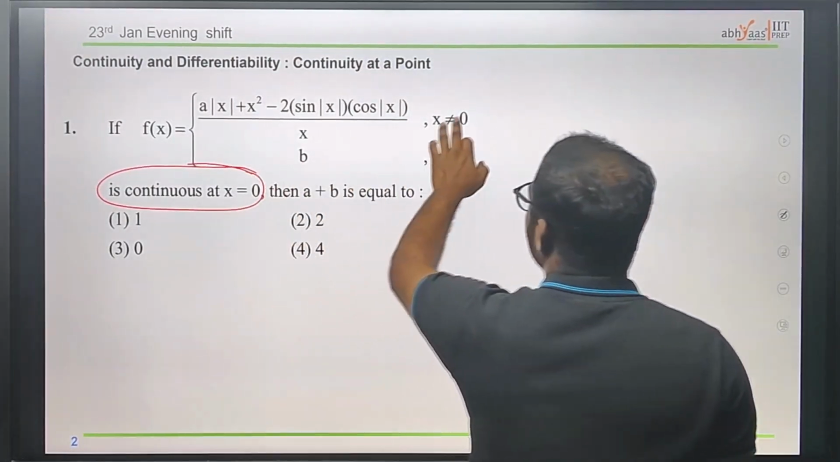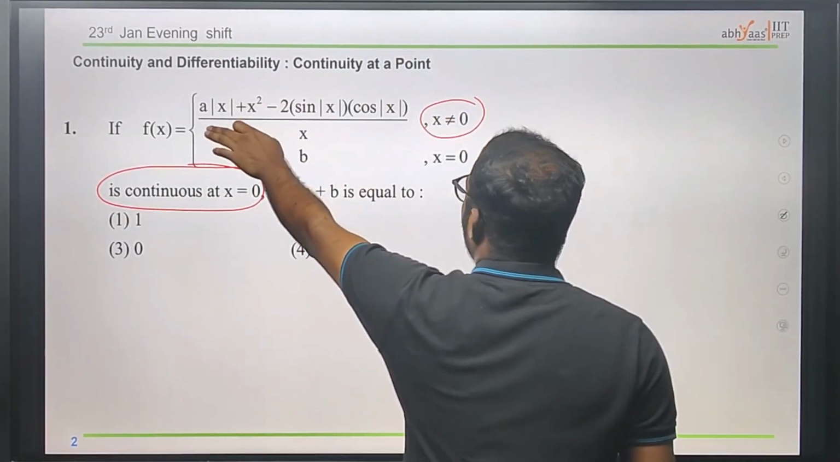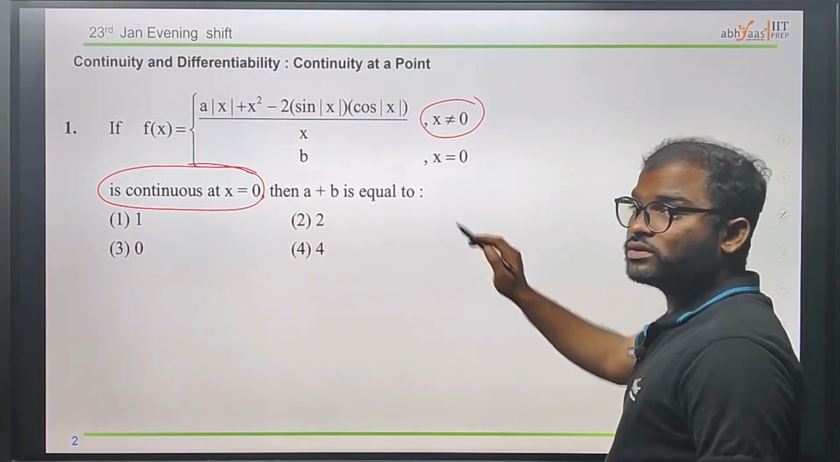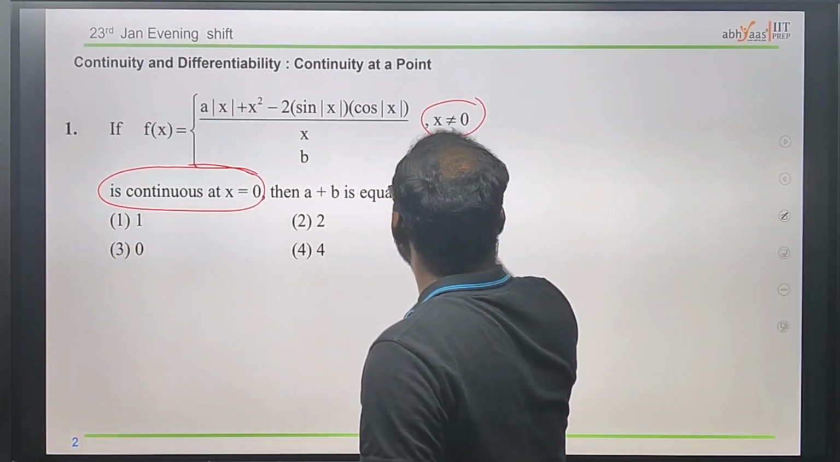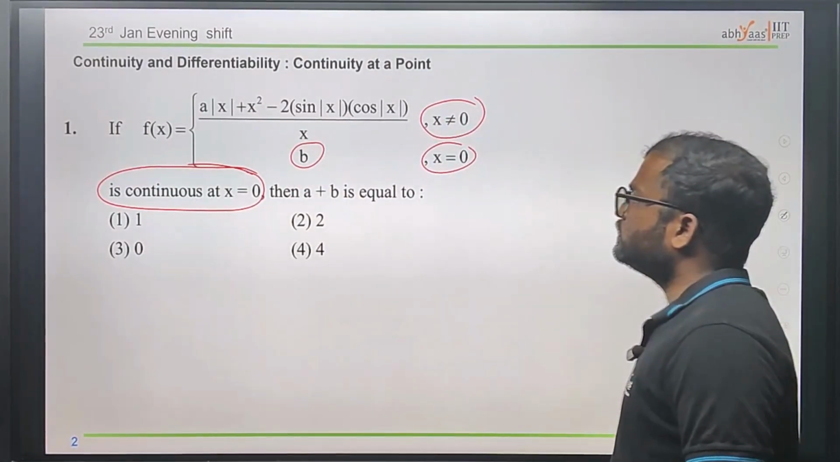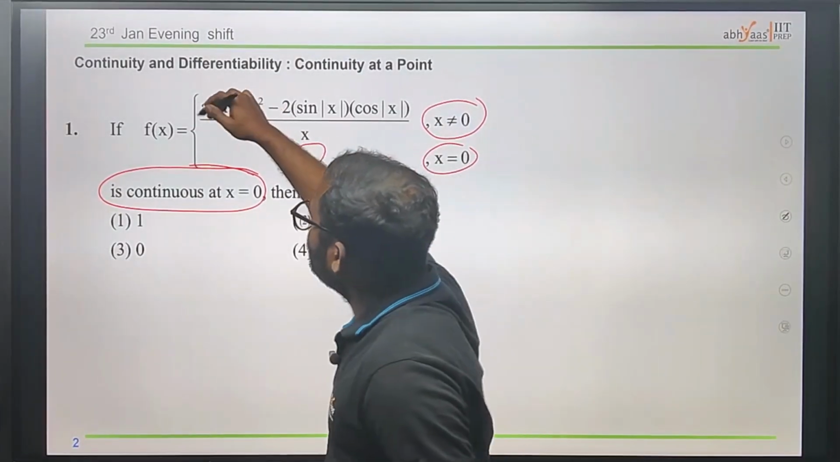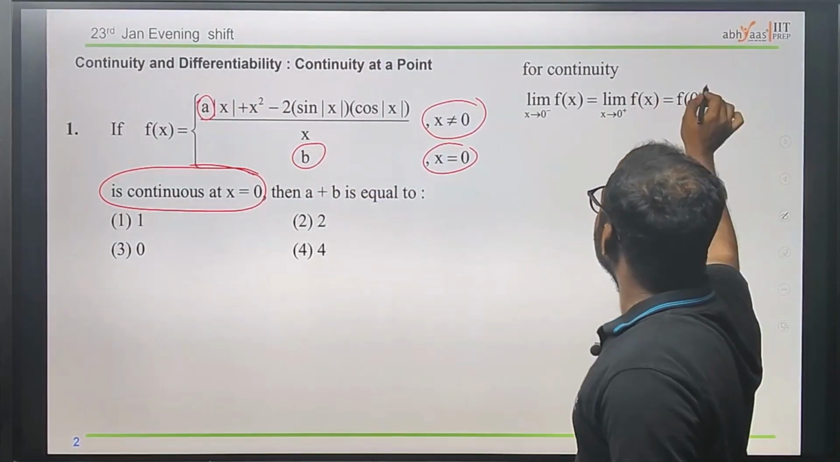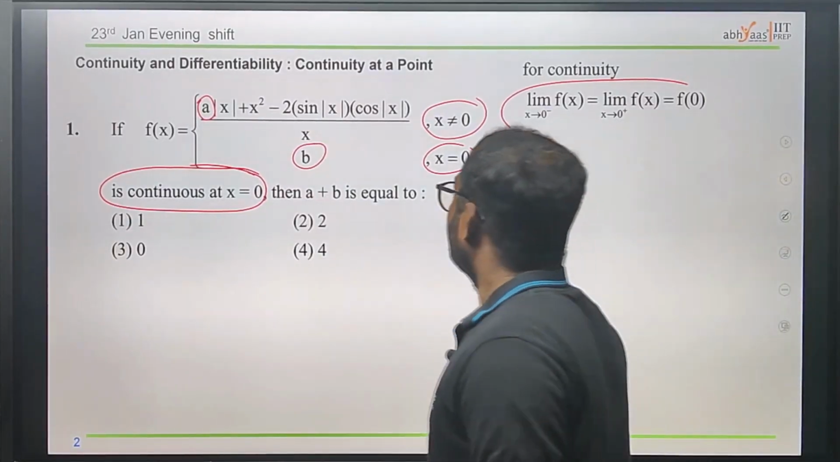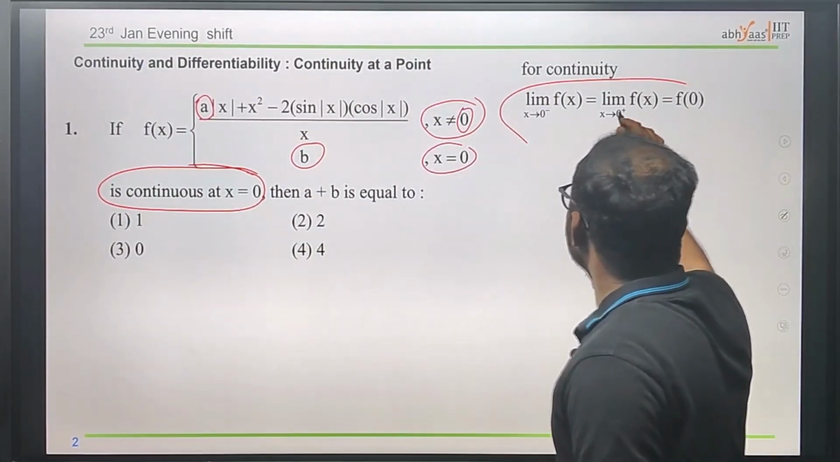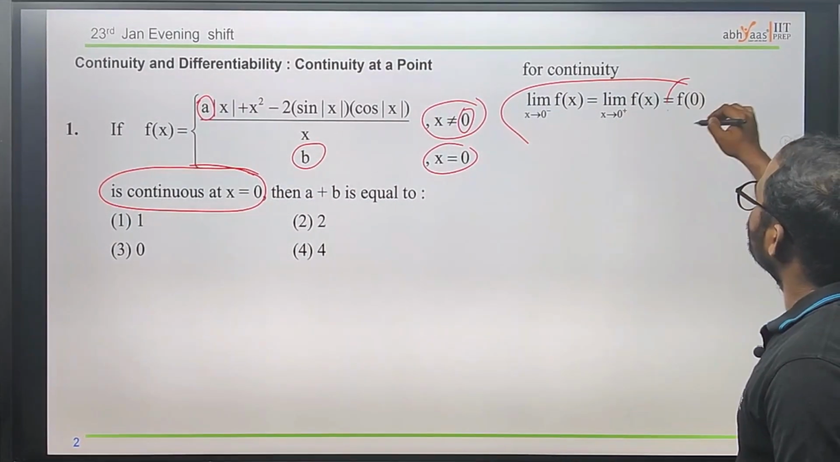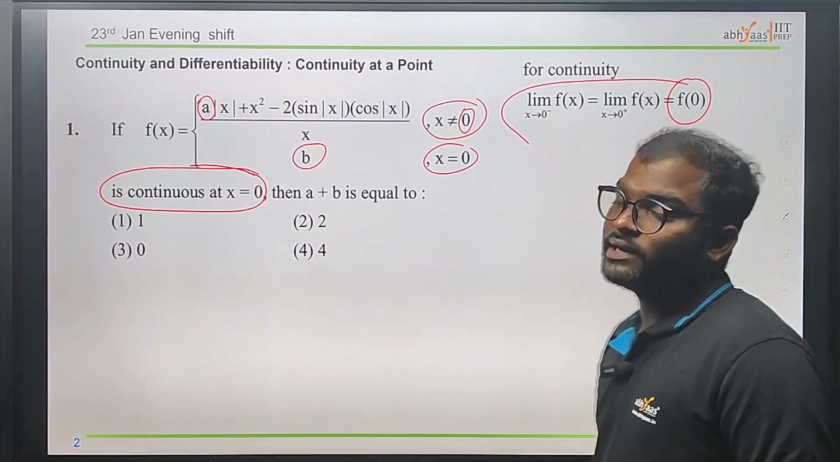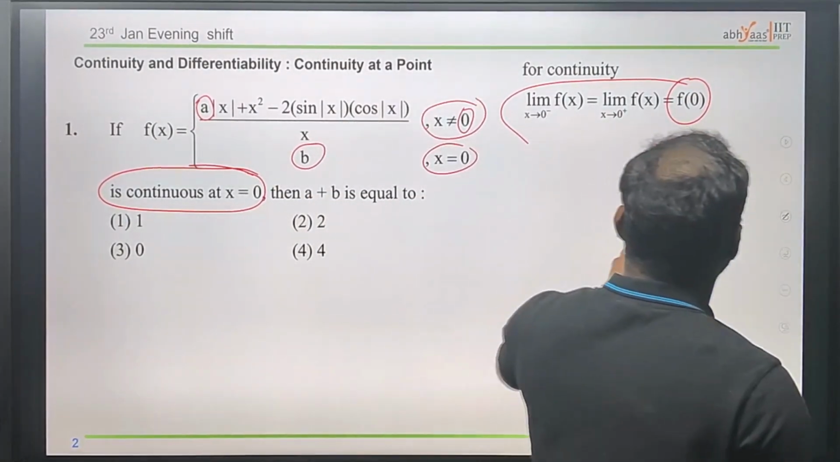See here, in this condition, for x not equal to 0 this expression will be satisfied, and for x equal to 0 we will have b. Now we just have to find the a value and the b value. For continuity we use the LHL and RHL, which is the limit from 0 minus and 0 plus, and that should equal f of 0 as well. We need the finite limit as well, and for that reason we have f of 0.